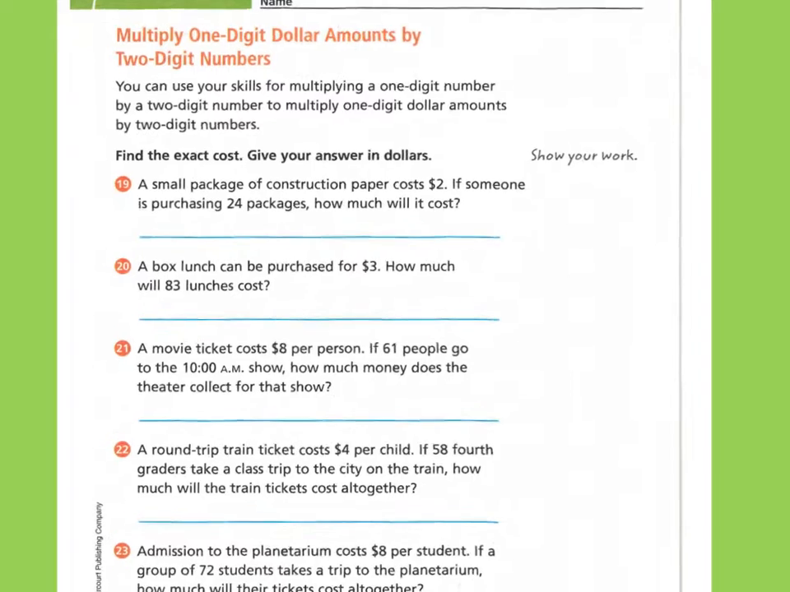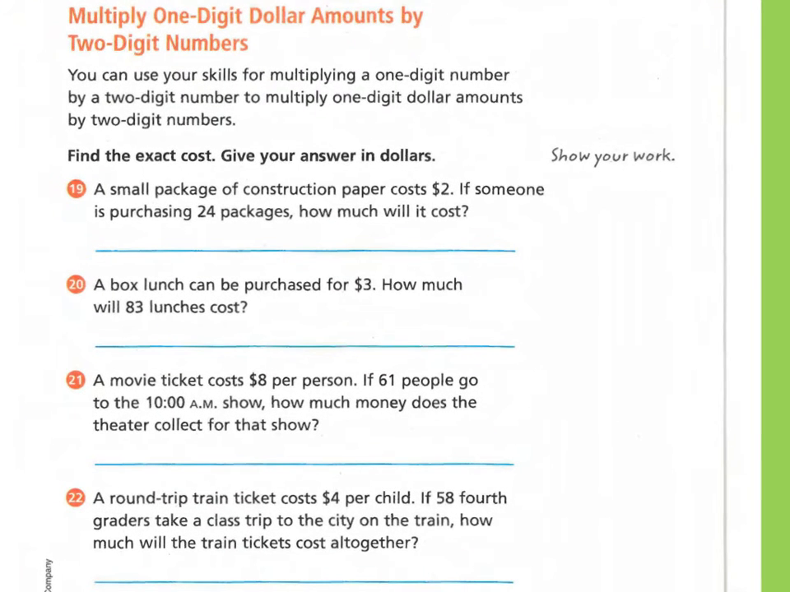Let's start with number 19. As I read, circle the numbers and underline the question. A small package of construction paper costs $2. If someone is purchasing 24 packages, how much money will it cost? I have 24 packages and each package costs $2. That means I need to multiply 24 by 2.